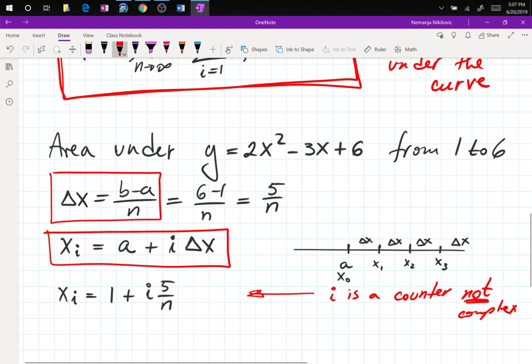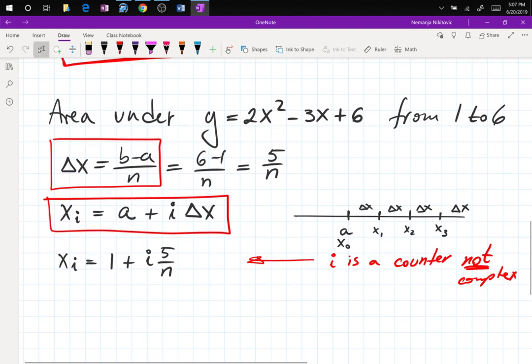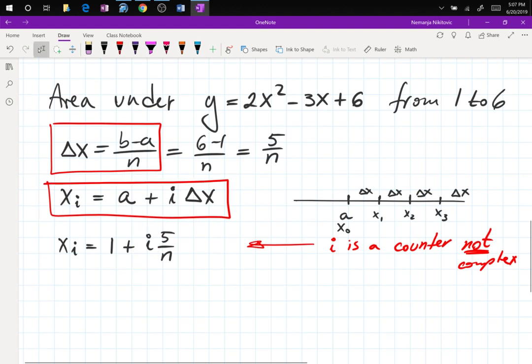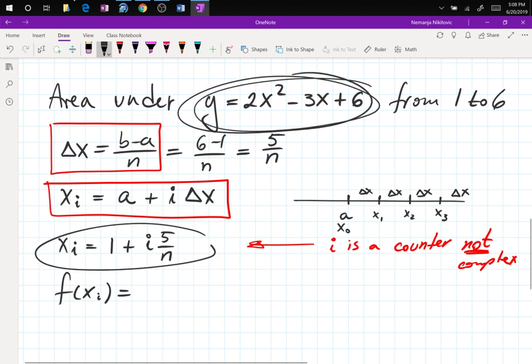I, in this particular calculation, is a counter that takes values 0, 1, 2, 3, 4, 5, 6, 7, integer counting values. So this is not a complex I, it is just a counter, 0, 1, 2, 3, 4, 5, 6, and so on. So now I have xi. I know how much xi is. I can finally compile f of xi, because I have the formula for f, and I have what xi is.